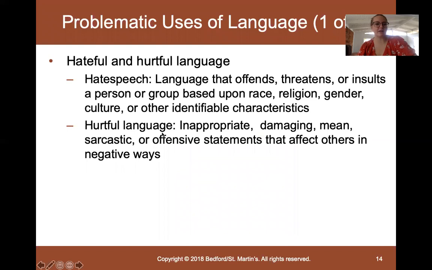Matter. Problematic uses of language. So there is hateful and hurtful language. Hate speech, for our class, is defined as language that offends, threatens, or insults a person or a group based upon race, religion, gender, or culture, or any other identifiable characteristic. Words are hard today, y'all. And then hurtful language, which is inappropriate, damaging, mean, sarcastic, or offensive statements that affect others negatively. These are things that we need to identify in our own language and absolutely try to remove ourselves from, because we don't want to be engaging in hateful or hurtful language at all.